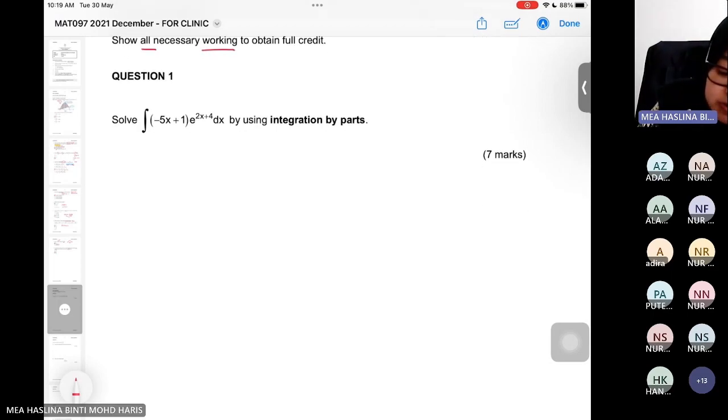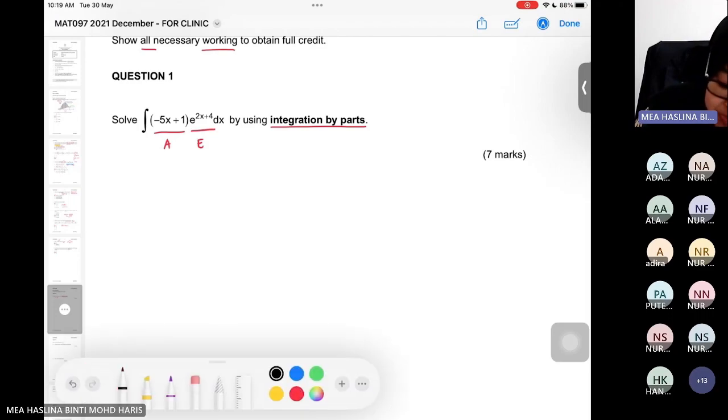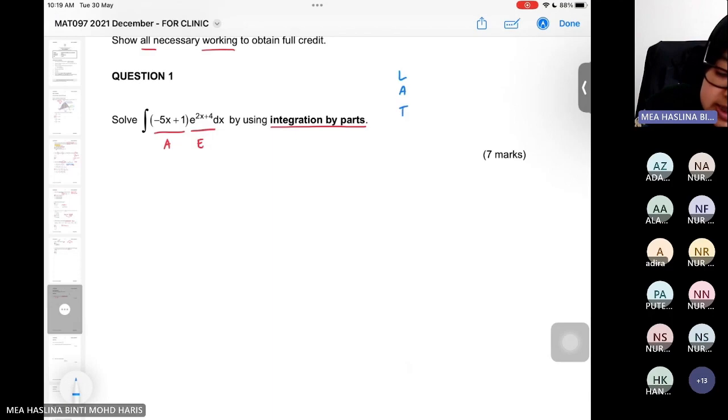Question number 1, solve by using integration by parts. So it is clearly indicated you have to use integration by parts. You have to identify first the type that you have here. It's algebraic and also exponential. As you know, LATE, so you will choose UDV. U is algebraic, DV is exponential.